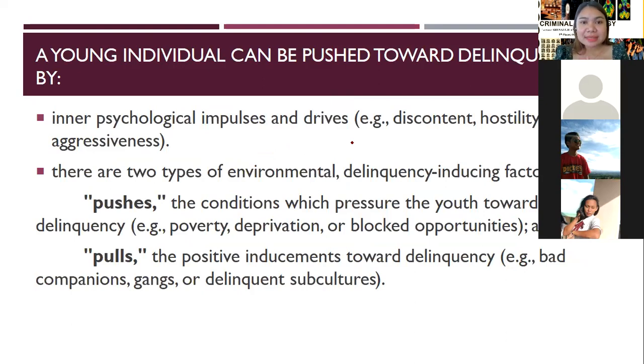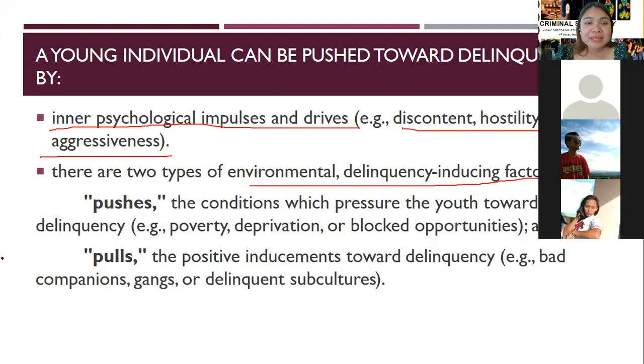Okay? Class, you might see that the common term used is young individual because mostly these studies are under the Chicago School, and most of these sociological and criminology studies are conducted on young individuals, okay? On delinquents, okay? So that is why mostly the term young individual is used. But later on, it was also used for adults because it can be applicable as well. So, a young individual can be pushed towards delinquency by inner psychological impulses and drives such as discontentment and aggressiveness. And there are two types of environmental delinquency inducing factors.